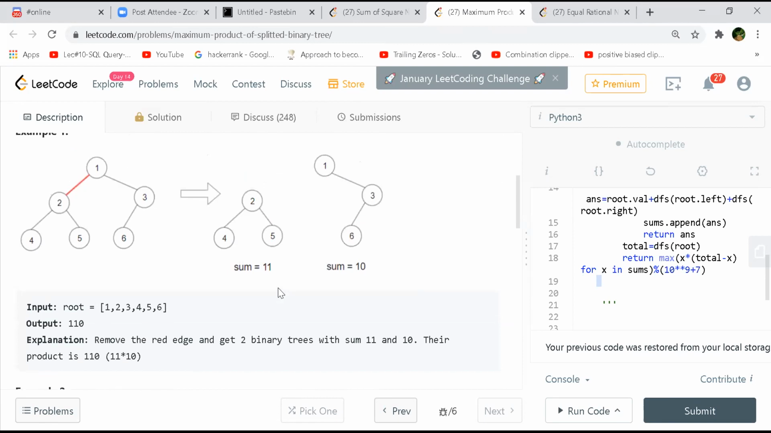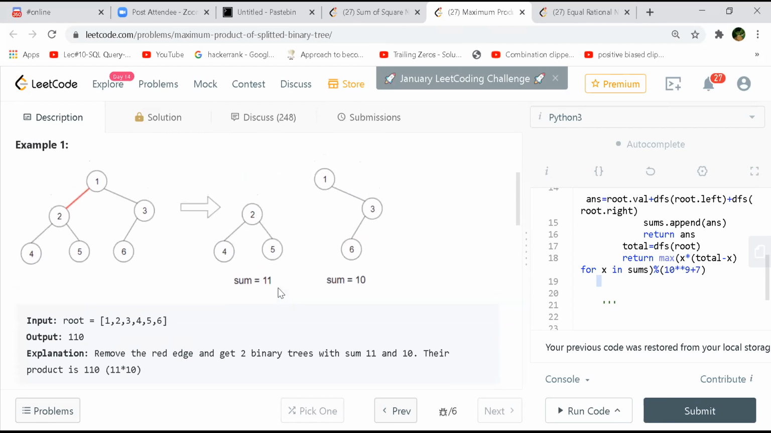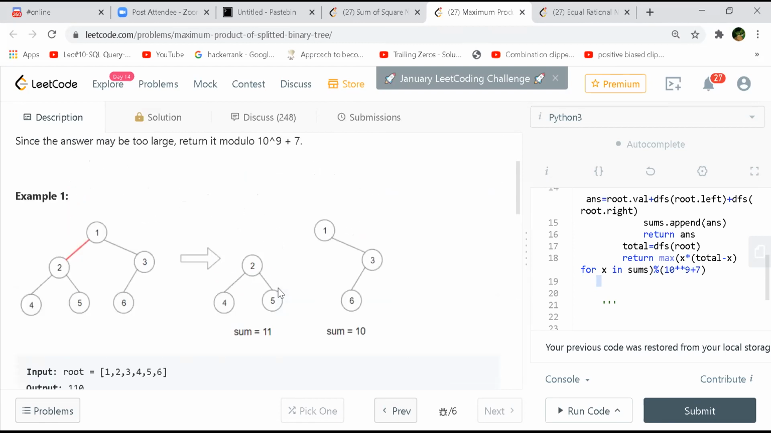So this again looks like a post order traversal only, right? Yeah. You take the root first, 4, and then take the entire sum of it. Or you can do one thing: you get the total sum of the tree, remove the 4, so the remaining sum you will get, and then multiply and check that way.